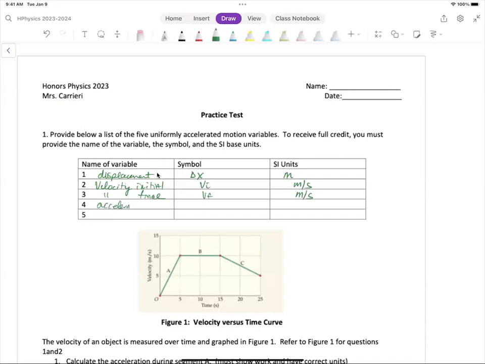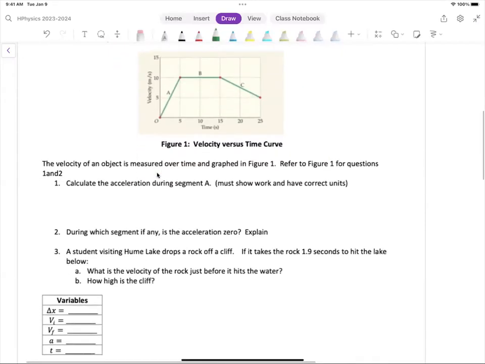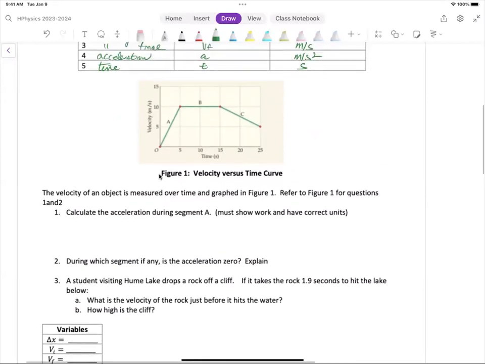Acceleration, A is the symbol, meters per second squared. The last one is time. T is what we use for our symbol. S is the unit. The velocity of an object measured over time is graphed in figure 1. Refer to figure 1 for the questions.